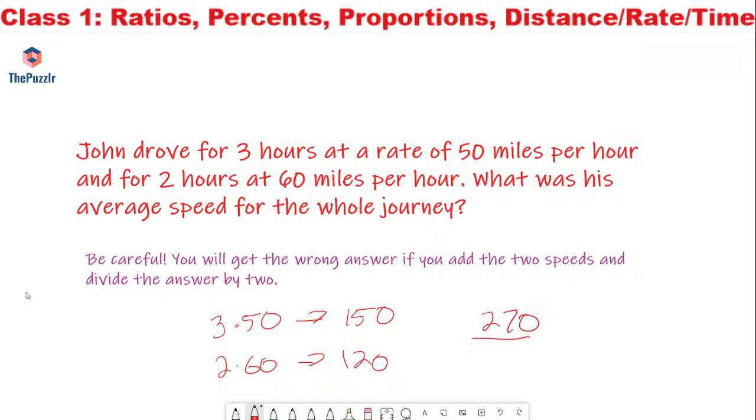How many hours did they travel in total? 3 plus 2 gives us 5. So even though they didn't travel at one constant speed, they did travel at different speeds. We can find the average speed by taking the total distance and dividing by the total time. And this would give us, let's see, 270 divided by 5. That gives us 54. 54 miles per hour.